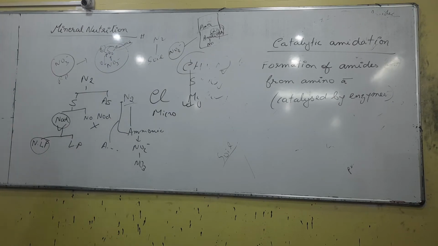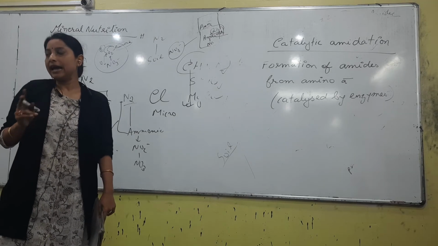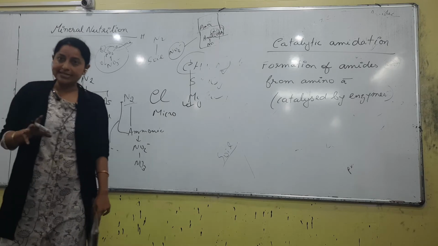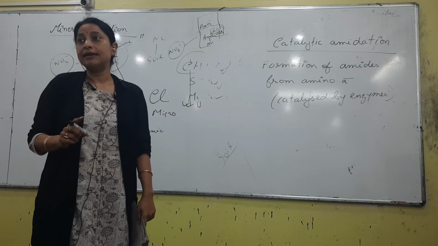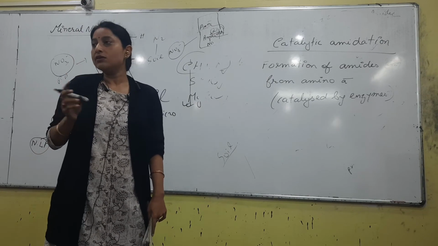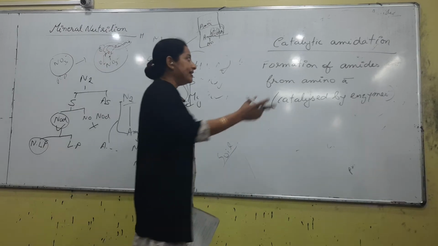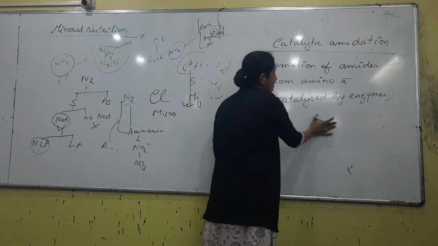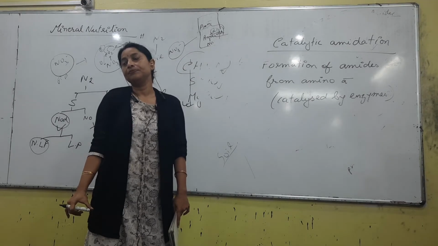Once the plants take in nitrate from the soil, nitrate undergoes reduction and ultimately ammonia is formed. What will happen to ammonia? Ammonia will combine with different products that are present inside the cell and will form amino acids. Since amino acid is not stable, we need a stable form. The stable form we are talking about is amide. Who forms amide? The amino acid itself forms amide with the help of certain enzymes. This process is called catalytic amidation.